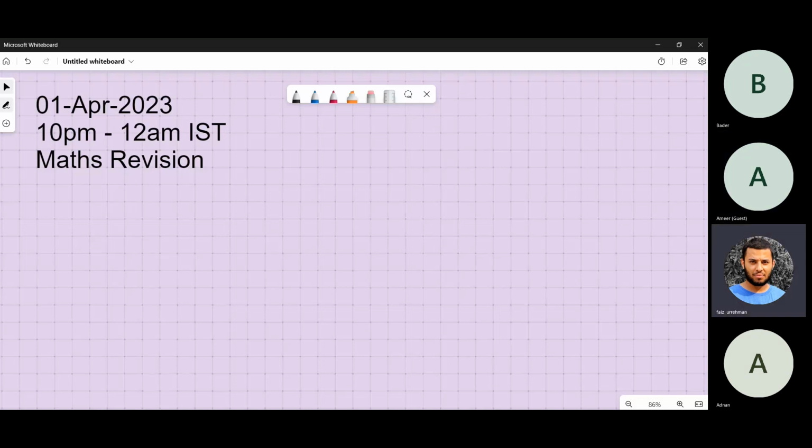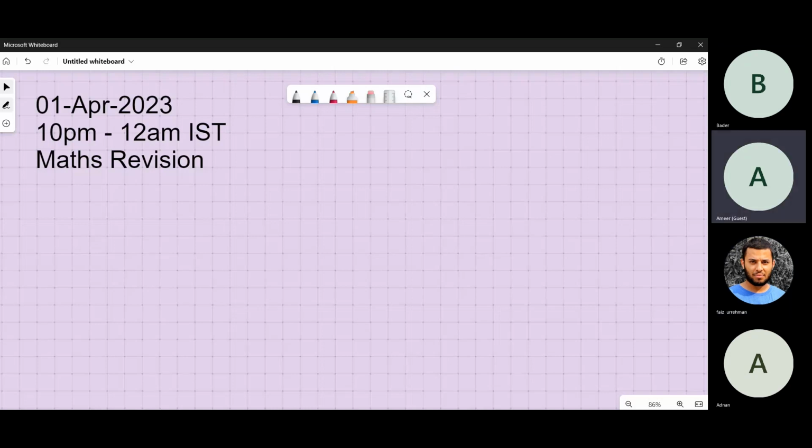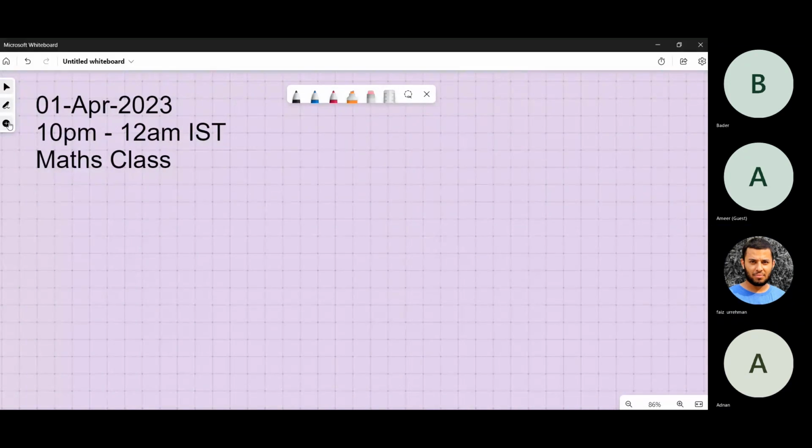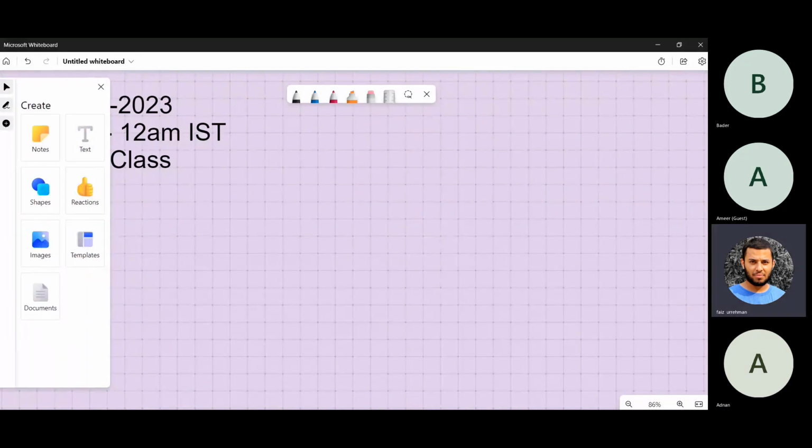Ratio and proportion. Oh, this is completely new thing. Yes, we did not study. So I will not write it as revision. It's like maths class. Yes, it's not revision. Okay, and the chapter that we are going is 16.